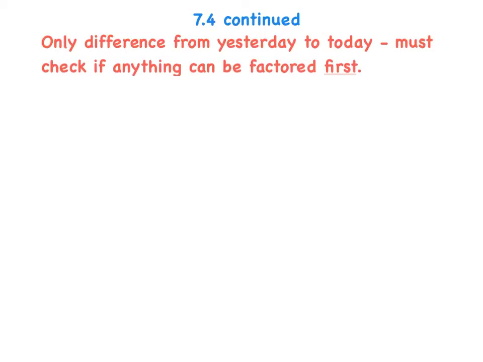Today we're going to look at just a few new examples in 7.4. We've covered mostly everything from 7.4, but there's a few types of problems that we need to pick up today. These are going to be a little bit different from yesterday. The big difference from yesterday to today, as you see on the screen, is we have to check if anything can be factored first, which I know is great news for you all. Other than that, everything else is pretty much going to be the same.